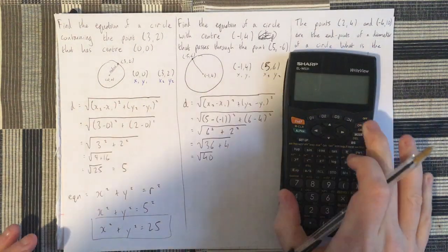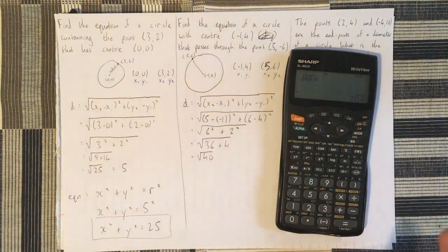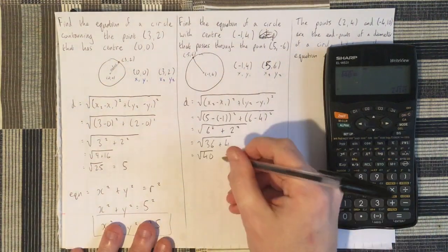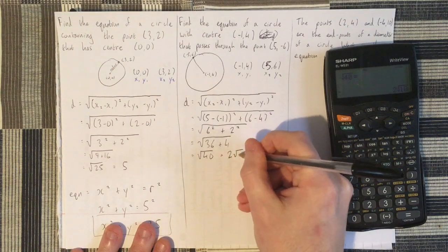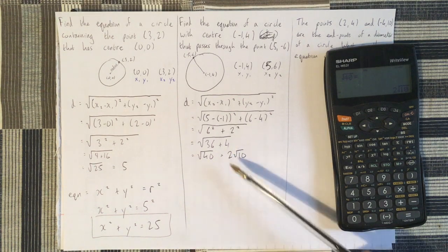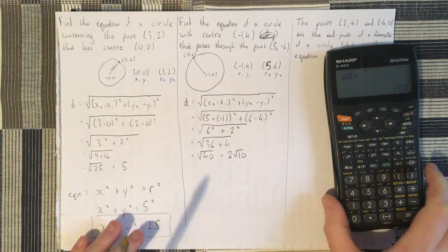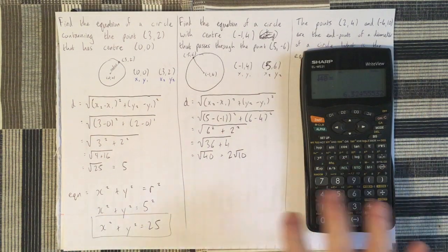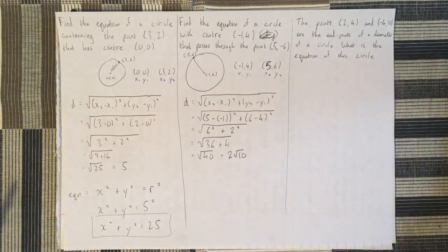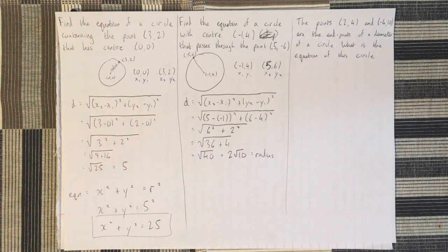So just plug that into the calculator. So 2 root 10 is it in surd form. And unless it says anything about decimal points, I would probably just leave it there in surd form. It will be better in surd form for the next part of the question actually, rather than pressing change and rounding it off. So I would leave it like that as 2 root 10. So that's my radius. So now I am ready to use my equation of the circle formula.